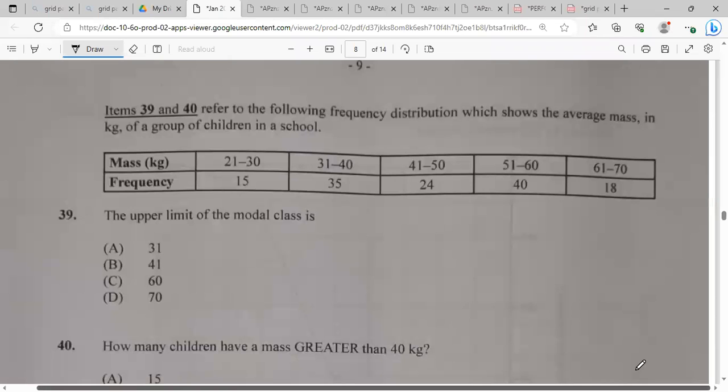All right, 39. Refer to the following frequency distribution, which shows the average mass in kilograms of a group of children in a school. The upper limit of the modal class is... So first we need to find the mode, which is the highest frequency. So we have 35 to 40. So the upper limit would have been 60.